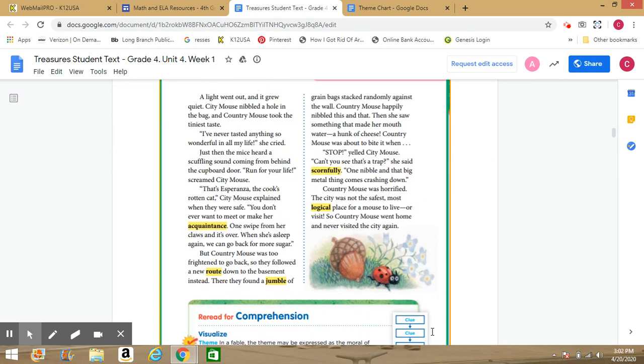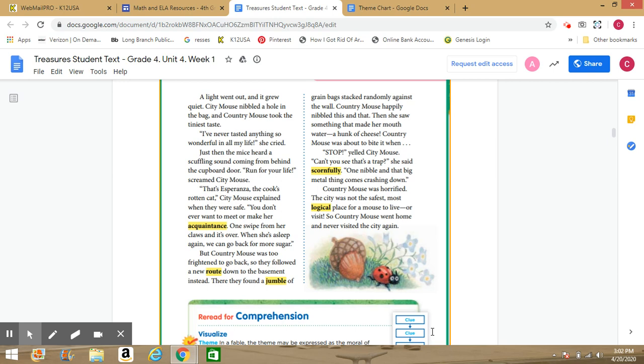A light went out and it grew quiet. City Mouse nibbled a hole in the bag and the Country Mouse took the teeniest taste. "I've never tasted anything so wonderful in my life," she cried. Just then, the mice heard a scuffling sound coming from behind the cupboard door. "Run for your life!" screamed City Mouse. "That's Esperanza, the cook's rotten cat," City Mouse explained when they were safe. "You don't want to meet or make her acquaintance. One swipe from her claws and it's over. When she's asleep again, we can go back for more sugar."